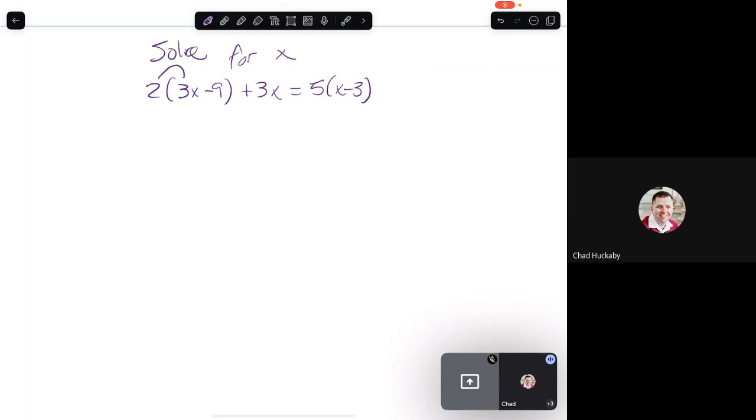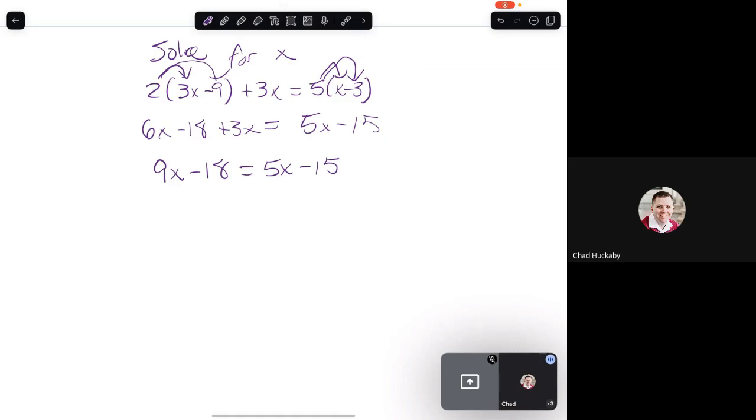We need to distribute the 2 to the 3x and the -9, so we get 2 times 3x is 6x, 2 times -9 is -18, plus 3x is equal to, and then 5 distributes here, that's 5x, 5 times -3 is -15. And then we can combine like terms. We have 6x plus 3x, which is 9x, minus 18 is equal to 5x minus 15.